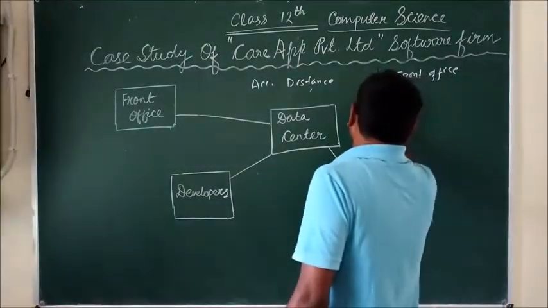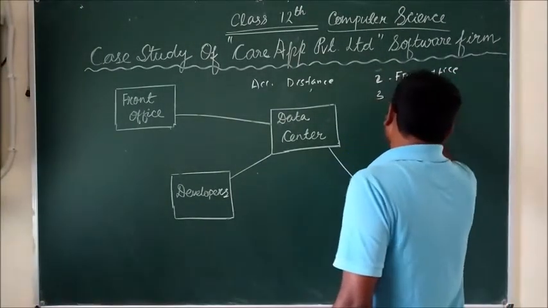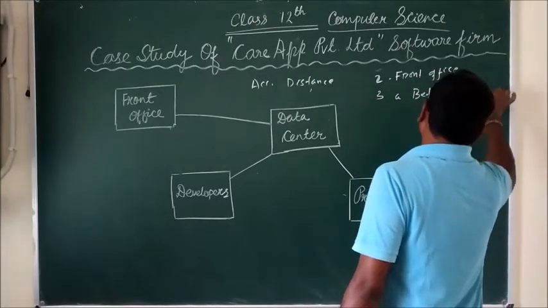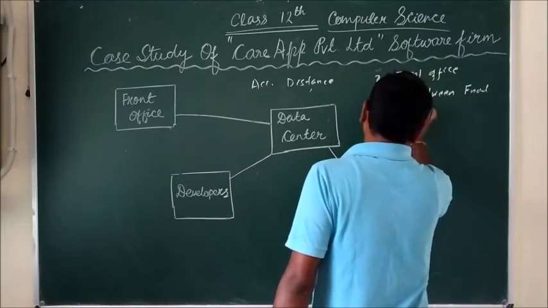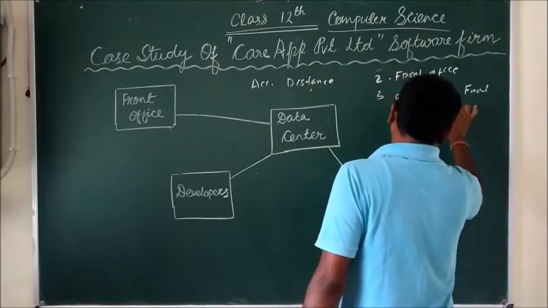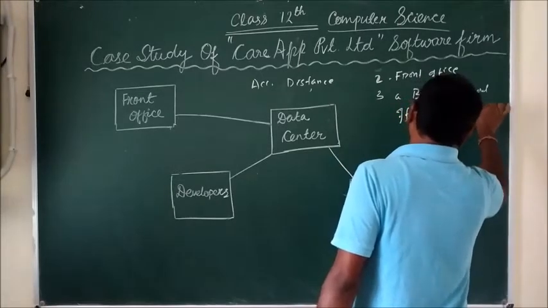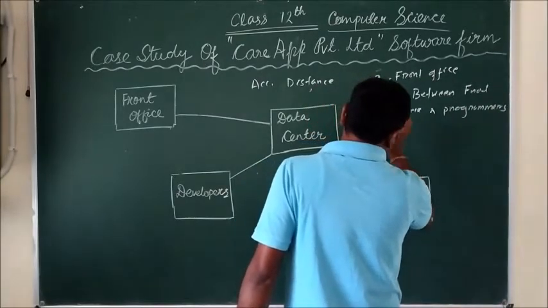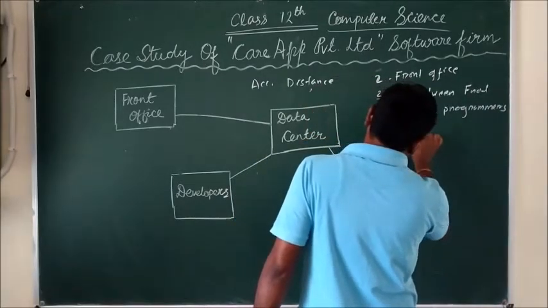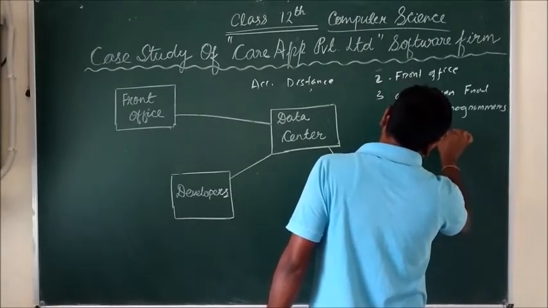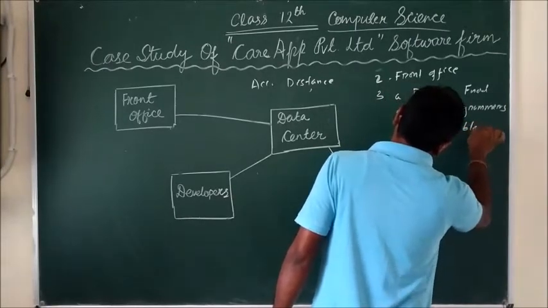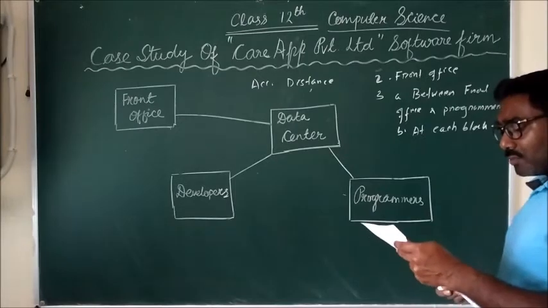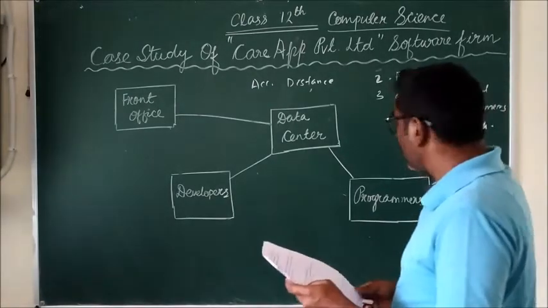So for the third question, the first answer is between the front office and programmers. Whereas the answer of the second question is a switch at each block. At each block. Clear?